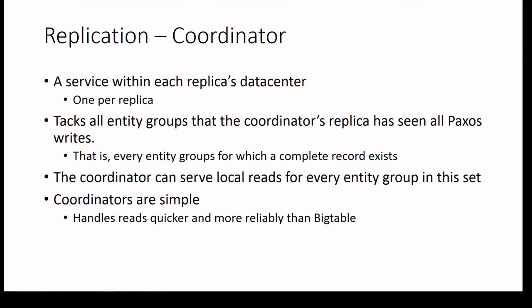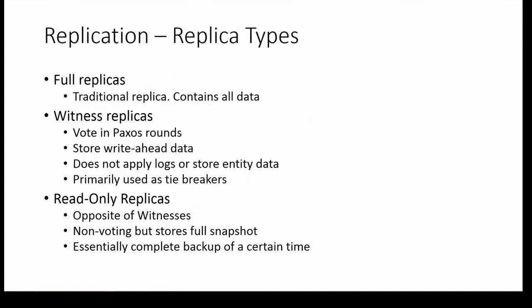So coordinators, it's extra hardware, it's extra software, it's extra complexity, but it increases read speed. So Megastore uses coordinators to track complete replicas and read from those complete replicas. Now we have multiple replica types. Nothing could be as simple as having a single type, so we've got 3 replica types.